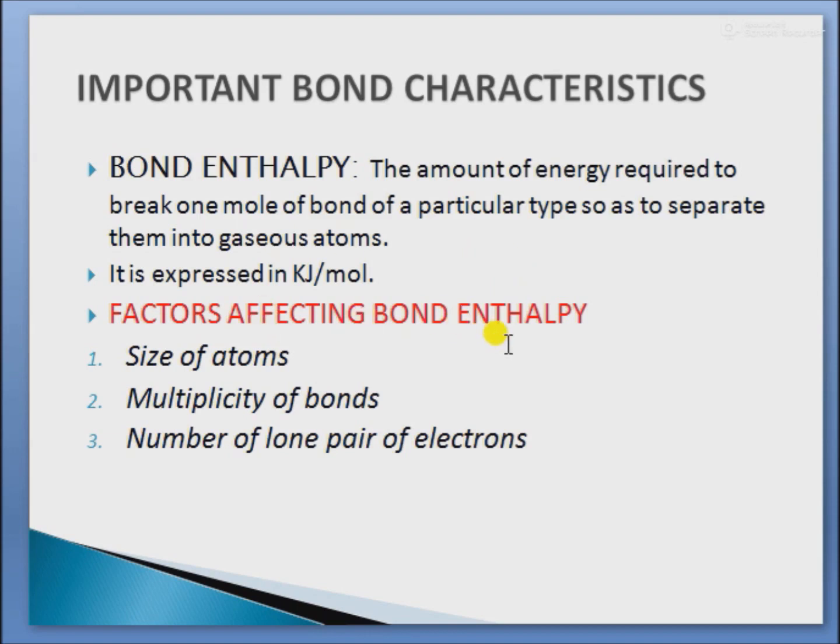Next is the factors affecting bond enthalpy. First one is size of the atom. Greater the size of the atom, greater is the bond length, and less is the bond dissociation enthalpy. That is, less is bond strength.